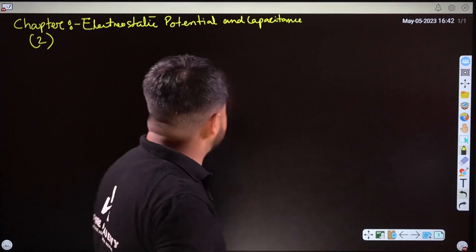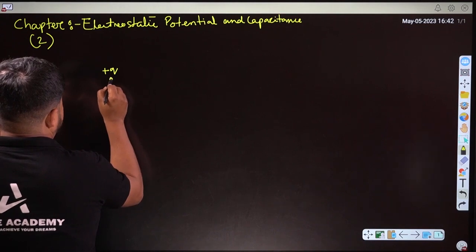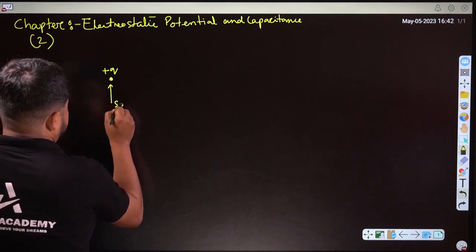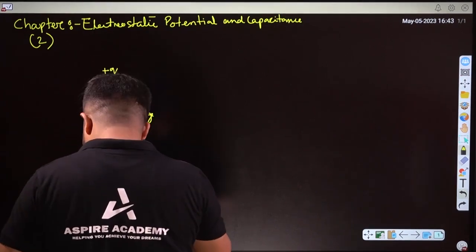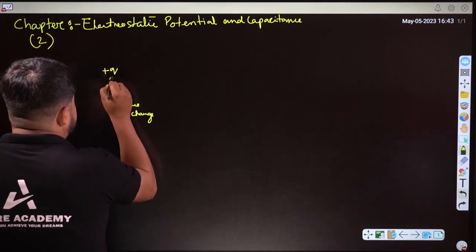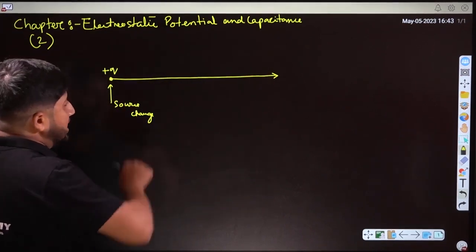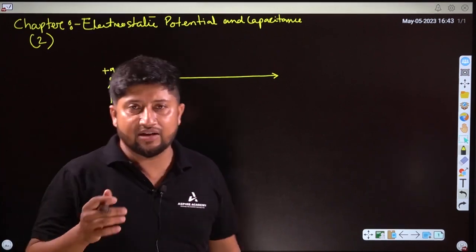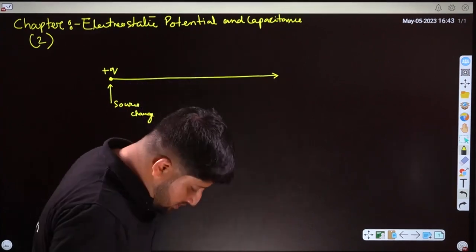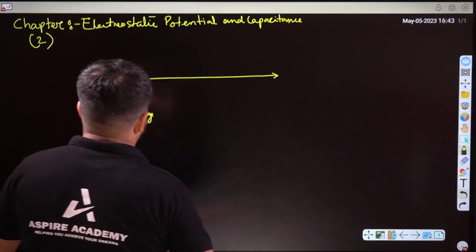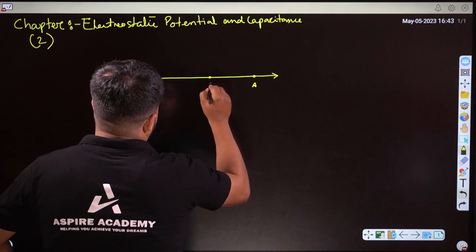So first of all, potential difference: suppose there is one positive charge, Q. This is our source charge. Here the electric field, the electric lines of force, will be in that direction. We already know that electric field lines come out from the positive charge. So now, with the positive charge Q here, we can consider 2 points, suppose point A and another point B.